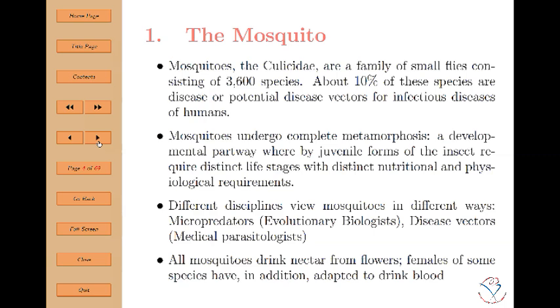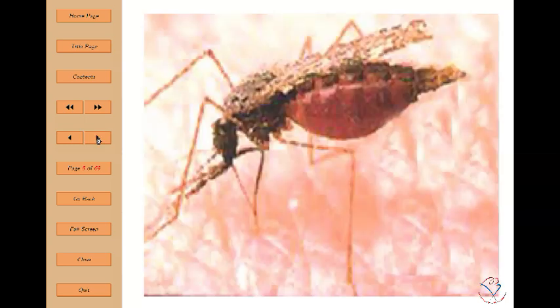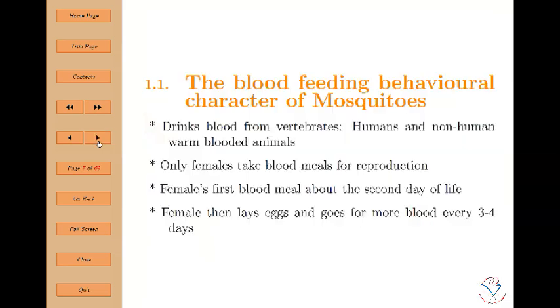All mosquitoes drink nectar from flowers. Females of some species have, in addition, adapted to drink blood. If you see a mosquito feeding, you can tell because the abdomen slowly distends as it gorges itself. And you can actually see the color of the abdomen changes. This is an enlarged picture because we want to wonder whether the amount of blood a mosquito takes can be harmful to the human.